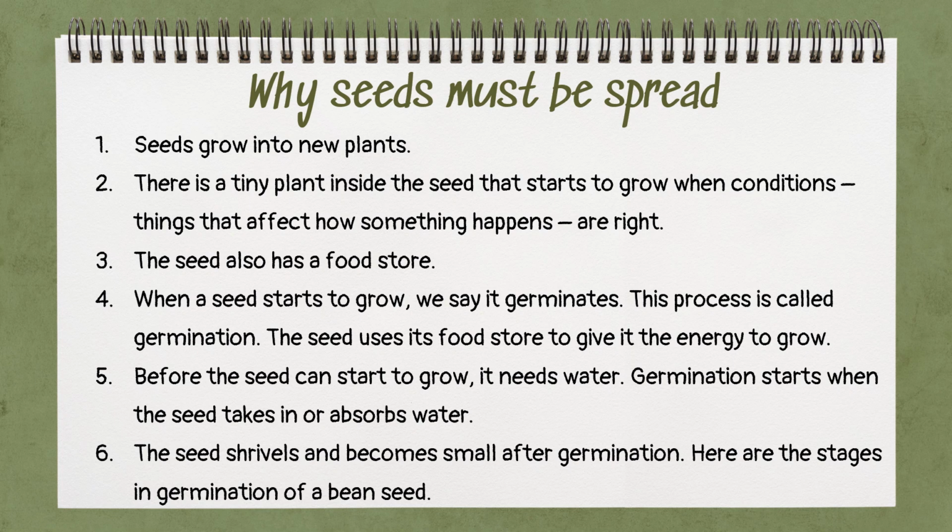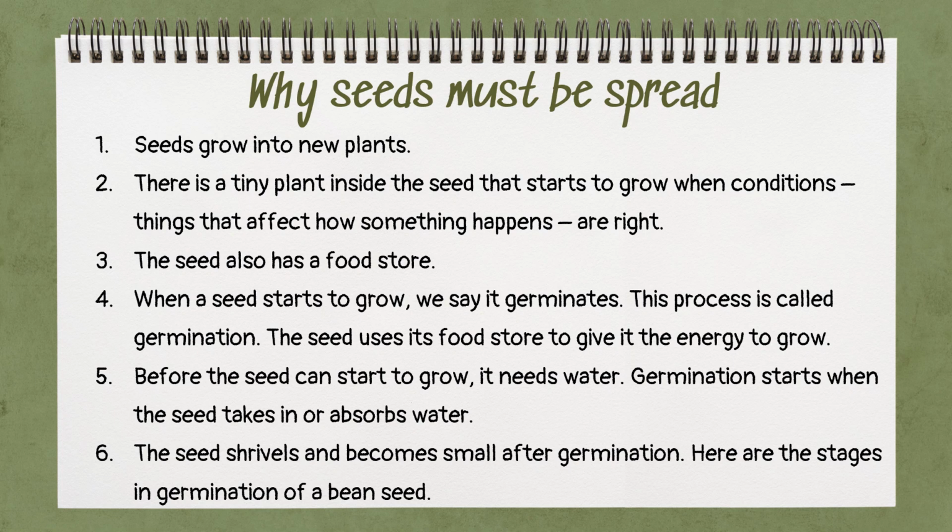The seed uses its food store to give it the energy to grow. Before the seed can start to grow, it needs water. Germination starts when the seed takes in or absorbs water. The seed shrivels and becomes small after germination.